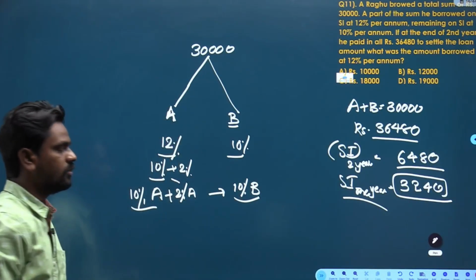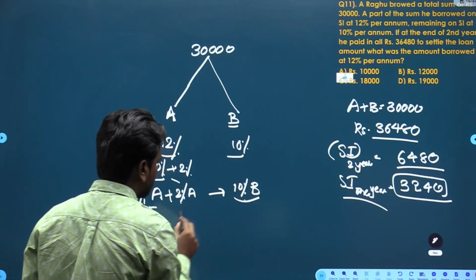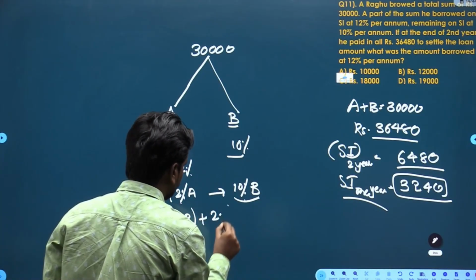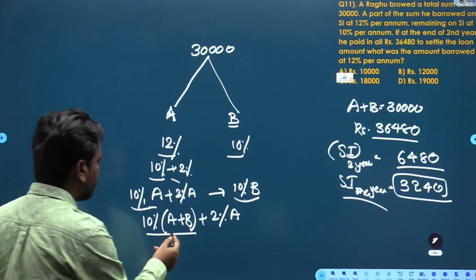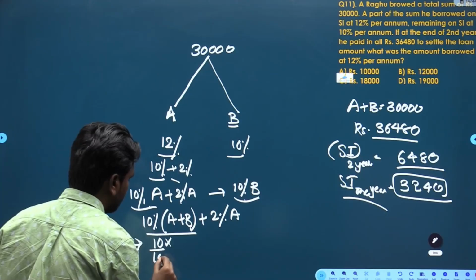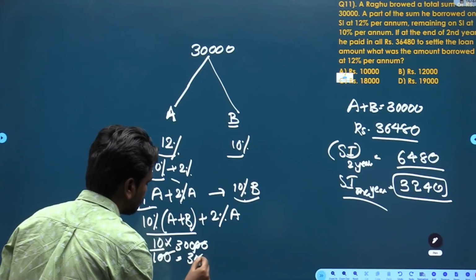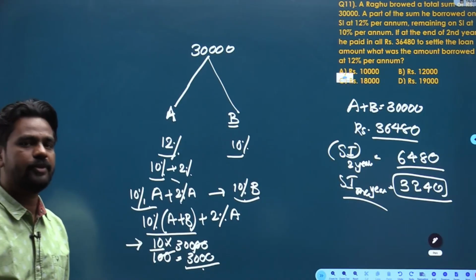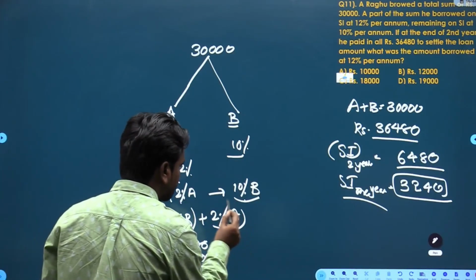Now the simple interest for 1 year is 10% of A plus 2% of A plus 10% of B. Can I add this as 10% of A plus B, plus 2% of A? What is the simple interest for 10% of A plus B? That is 10 by 100 into 30,000, so 3,000 rupees is the simple interest on A plus B at the rate of 10%, and the remaining is 2% on A.